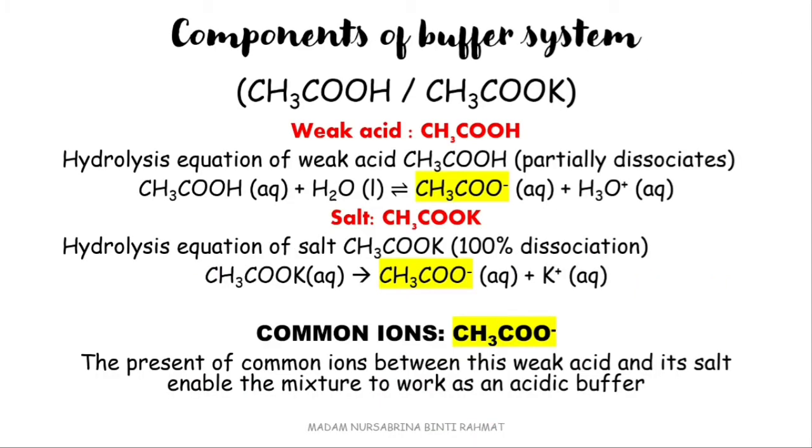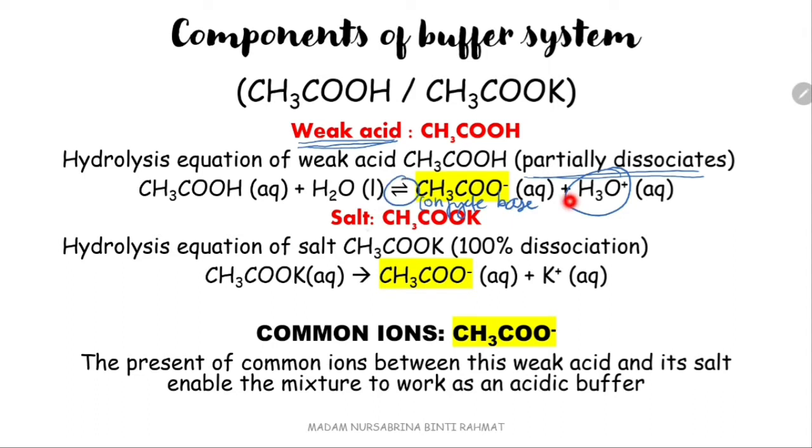For the components of the buffer system, we need to divide into two. This one is an acidic buffer, so one is our weak acid and the other is our salt. Weak means it only partially dissociates in water. Partially dissociating in water, it will produce CH3COO negative, which we label as the conjugate base, and H3O plus, the product of hydrolysis of our ethanoic acid. Because it partially dissociates, you're going to see this reversible arrow.